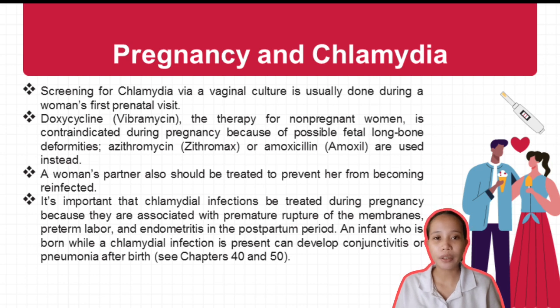A woman's partner also should be treated to prevent her from becoming reinfected. Chlamydial infections must be treated during pregnancy because they are associated with premature rupture of the membranes, preterm labor, and endometritis in the postpartum period. An infant who is born while a chlamydial infection is present can develop conjunctivitis or pneumonia after birth.